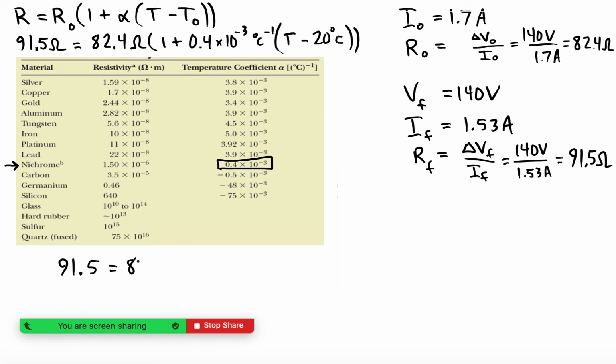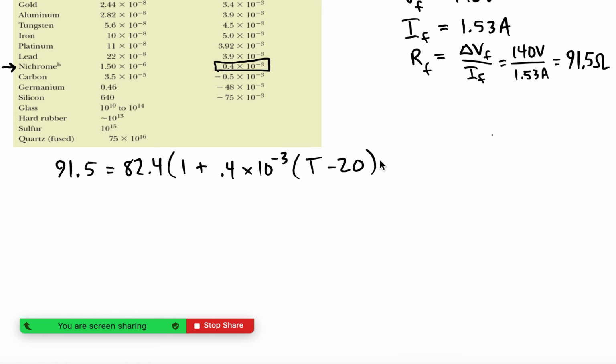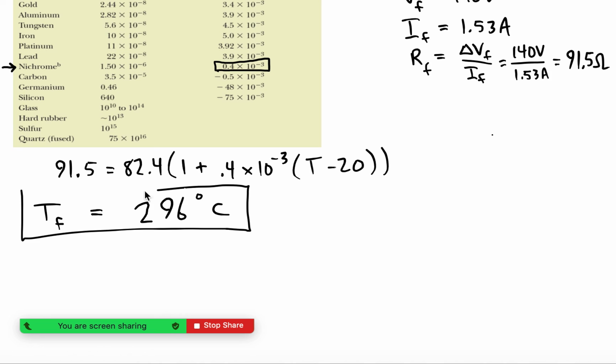91.5 equals 82.4. I'm getting 296 degrees Celsius. That'll do.